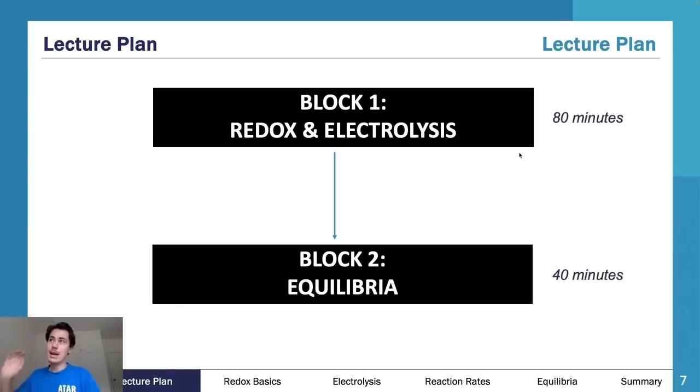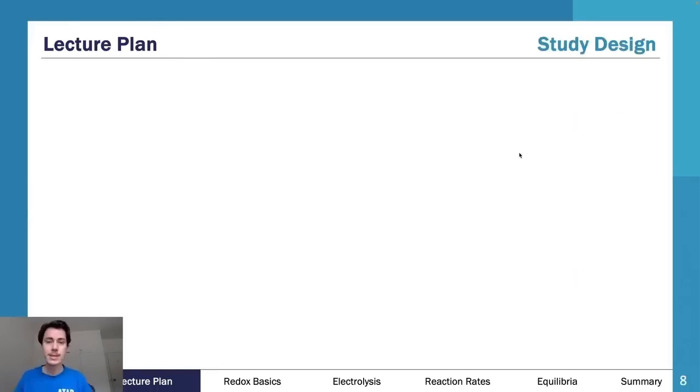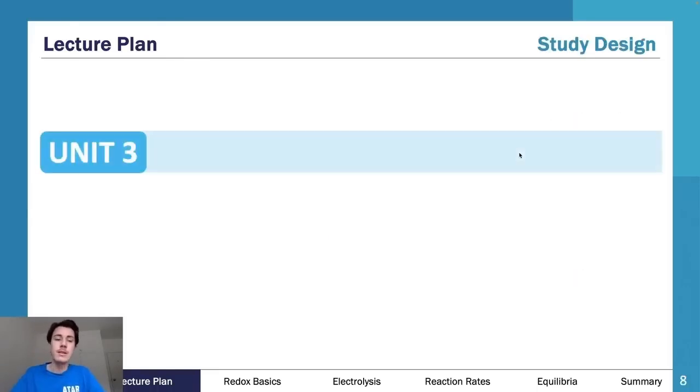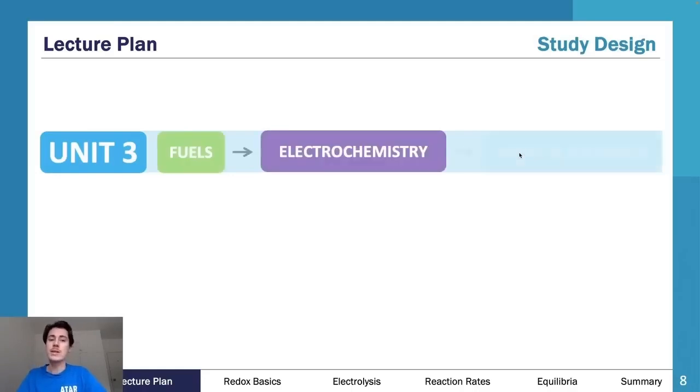Now, how's today going to work? 80 minutes on redox and electrolysis, or essentially about 75 because we're including this intro, and then 40 minutes on equilibria. Just as a quick thing, I show these in each of my lectures. Make sure you understand how the study design works. It goes from fuels to electrochemistry to rates and equilibria. Electrochemistry, again, is broken up into two. The first part is on the back end of fuels and the second part's on the back end of rates and equilibria. I've just combined them here.